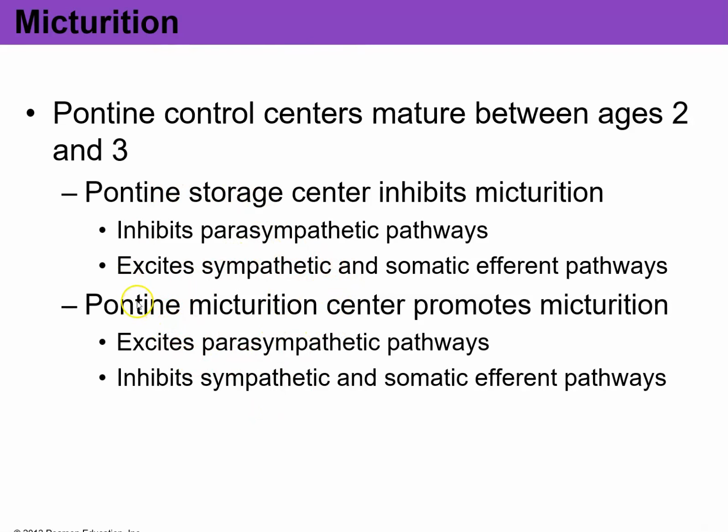The ability to hold the urine, the pontine storage center, which has sympathetic neurons, which contracts the internal sphincter, and the pontine micturition centers mature between ages 2 and 3. And that's when we expect to be able to potty train, quote unquote, our children, because that's when they become able to handle this aspect of their body functions.